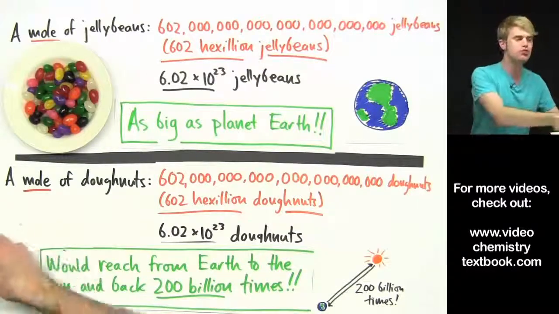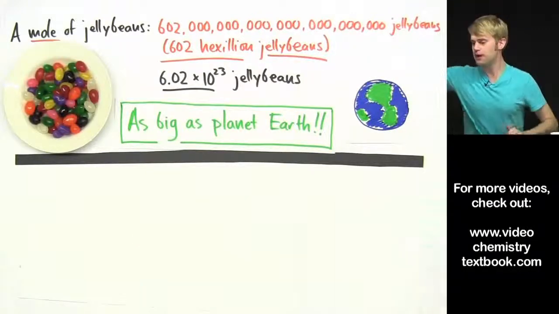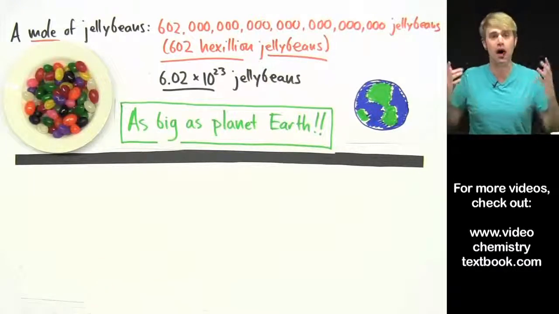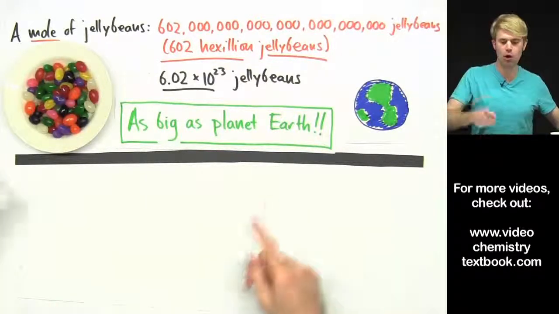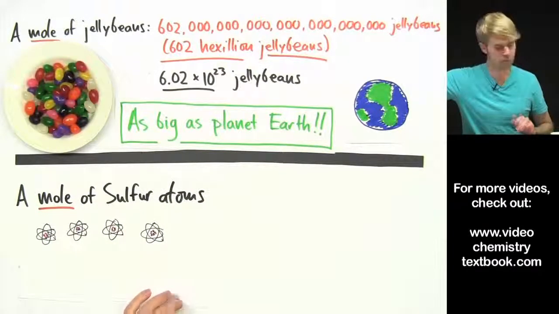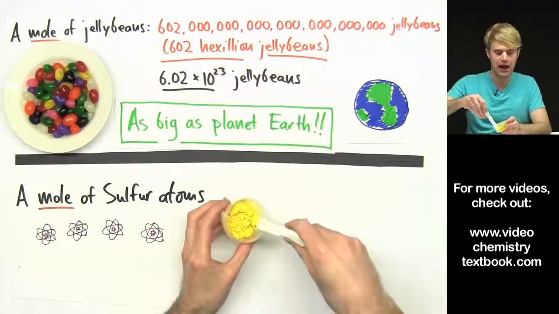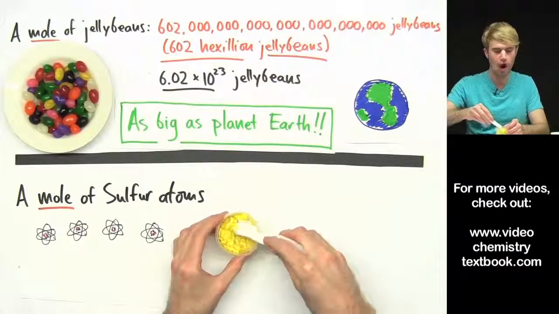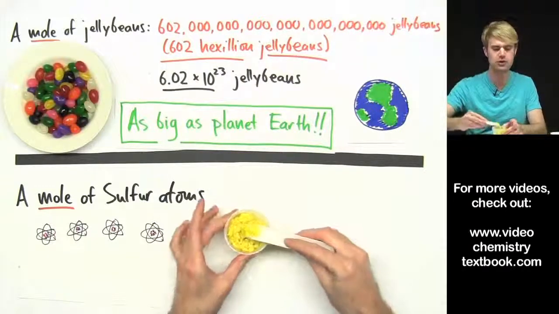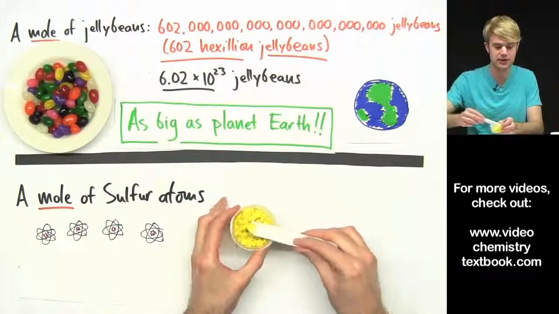But now here's the thing, this is really interesting. We're talking here about jelly beans and donuts, but a lot of times in chemistry, we're talking about things that are much smaller. We're talking about atoms. Now, a mole of jelly beans would be as big as the planet Earth, but a mole of atoms is much smaller. Here, in this container, I have just about 1 mole of sulfur atoms. This yellow powder and these yellow chips are made entirely of sulfur atoms. And there are about 602 hexillion sulfur atoms in this little dish here.